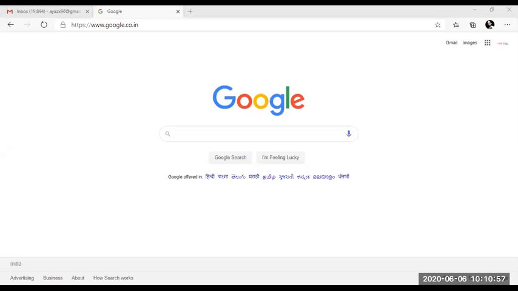Anyone who has problems related to the visible screen, just let me know in the chat box. Everyone can see this screen? Everyone can see the screen?